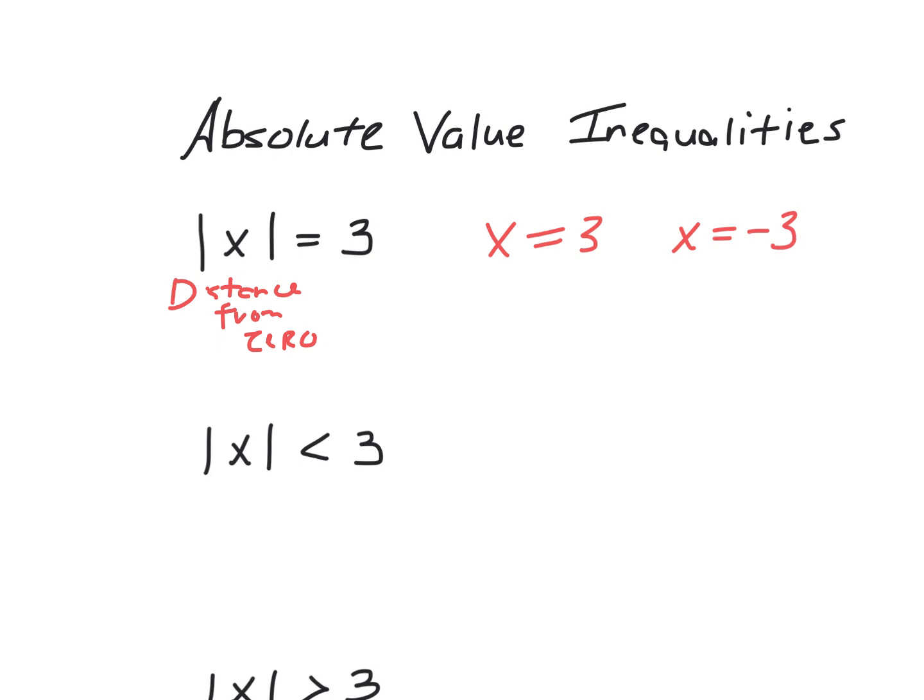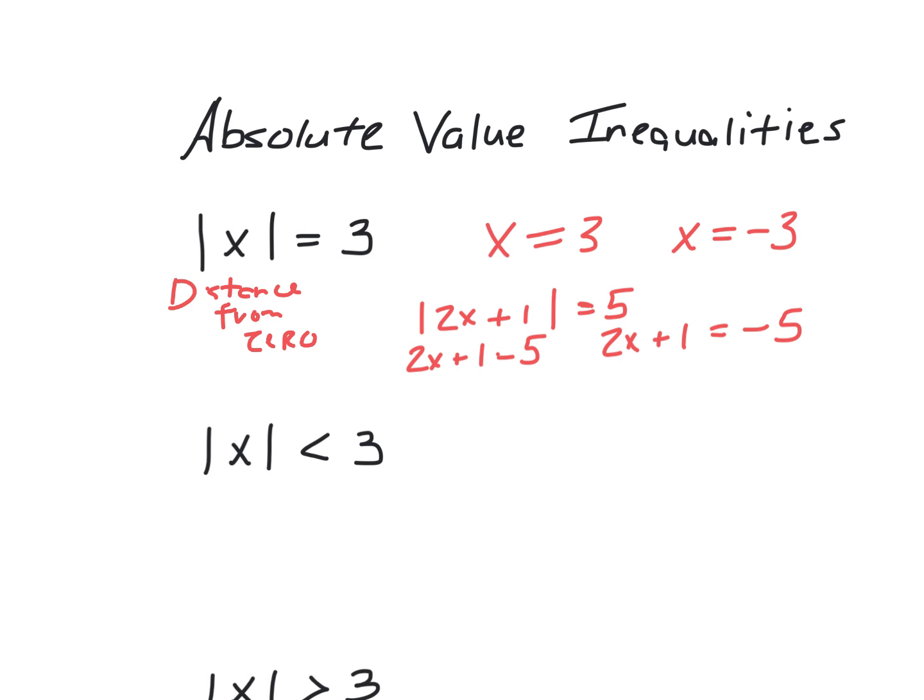And so when we solved an absolute value equation, for example, like the absolute value of 2x plus 1 is equal to 5, we isolated that and we rewrote it as 2x plus 1 is 5 and 2x plus 1 is equal to negative 5. And then we solved both of those equations. So very similar with absolute value inequalities.